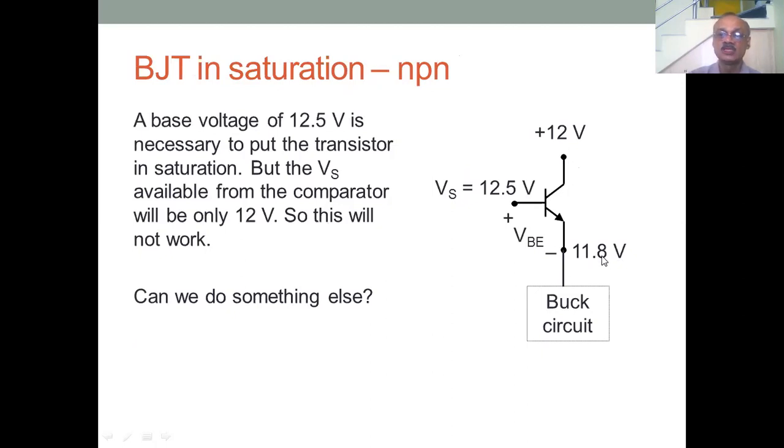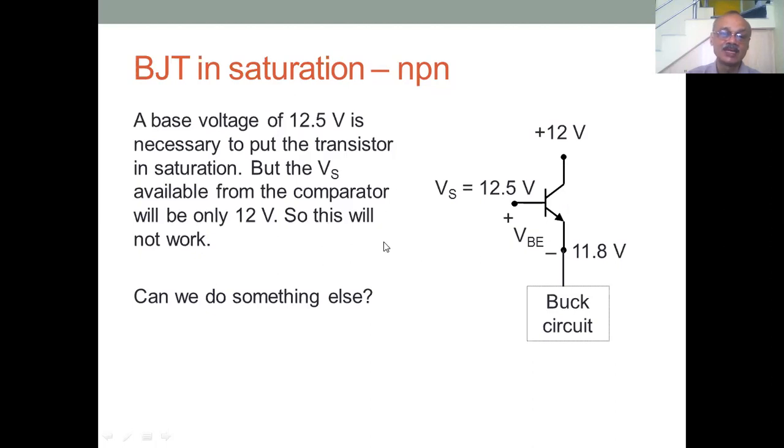But for this to be 11.8, the base voltage has to be 12.5 volts. But we don't have the luxury in our circuit to have a comparator output of 12.5 volts. We are constrained to 12 volts. So this is why we are constrained to this being 11.3 and this being 0.7. So we are kind of forced to have a VCE of 0.7 volts.